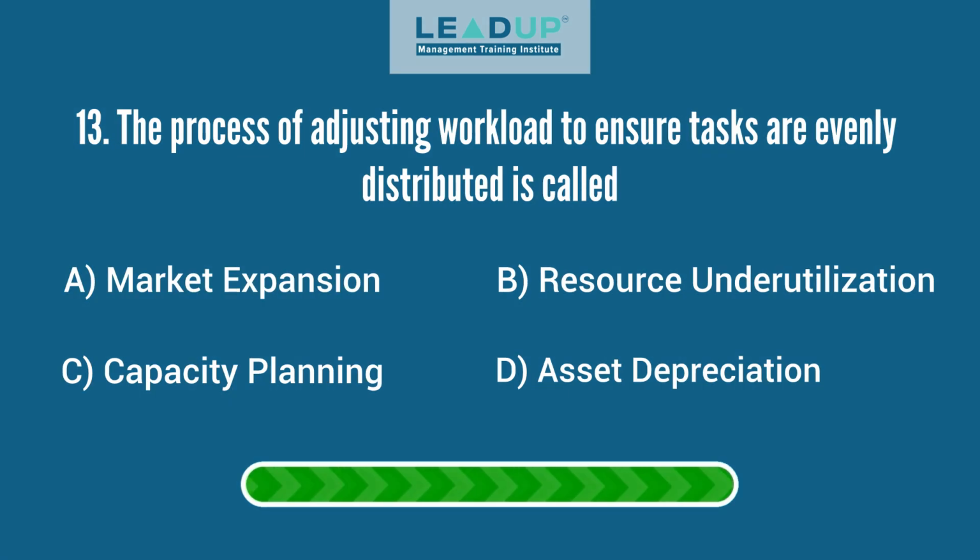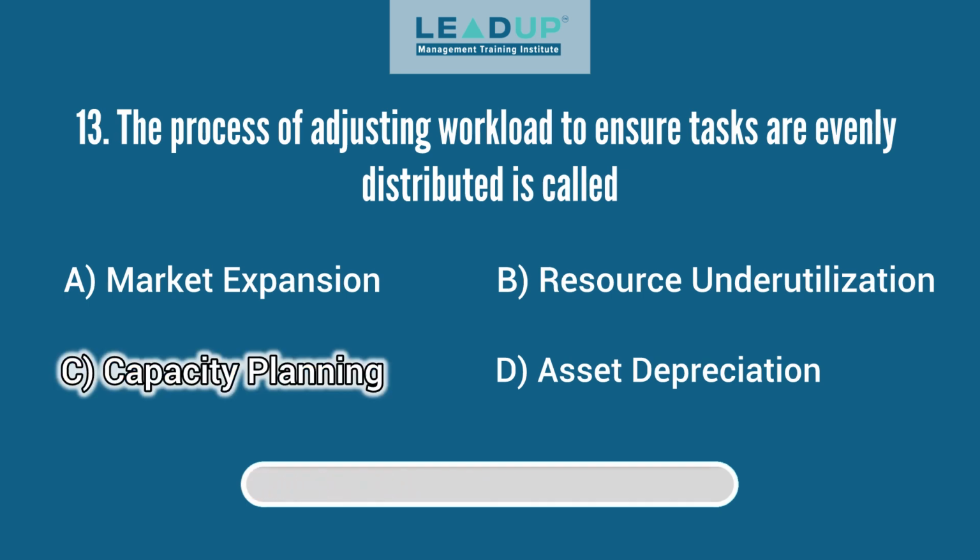Question 13. The process of adjusting workload to ensure tasks are evenly distributed is called A. Market expansion, B. Resource underutilization, C. Capacity planning, and D. Asset depreciation. The answer is capacity planning.